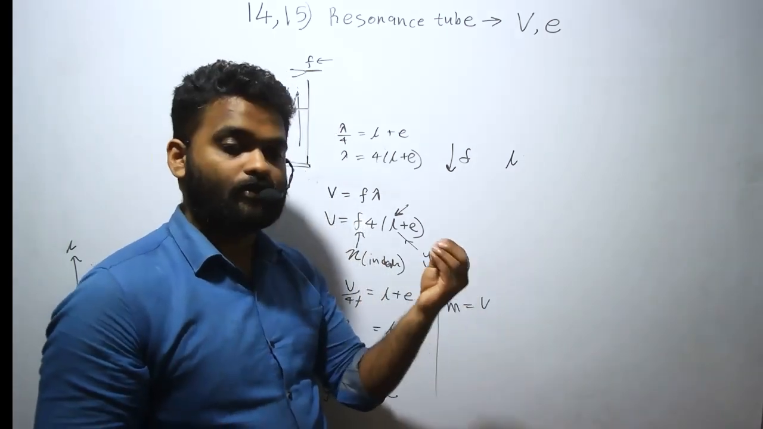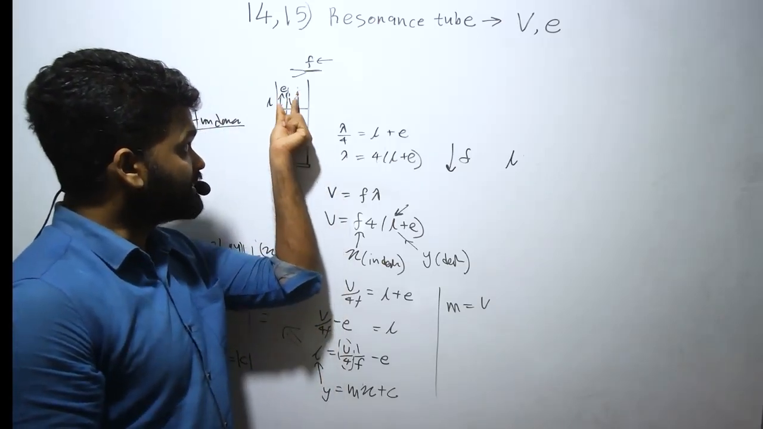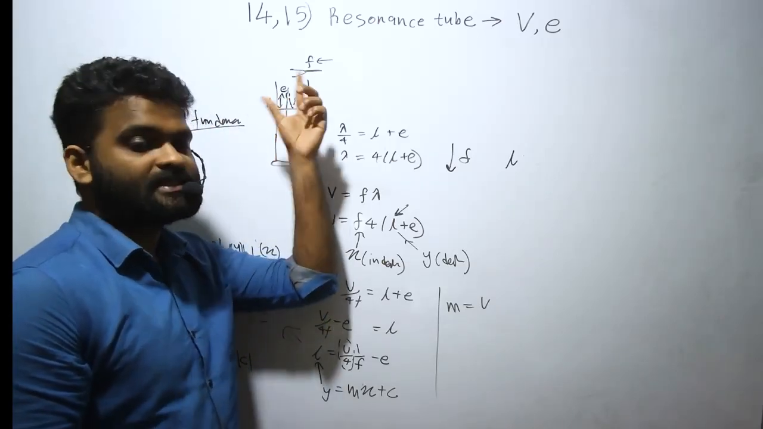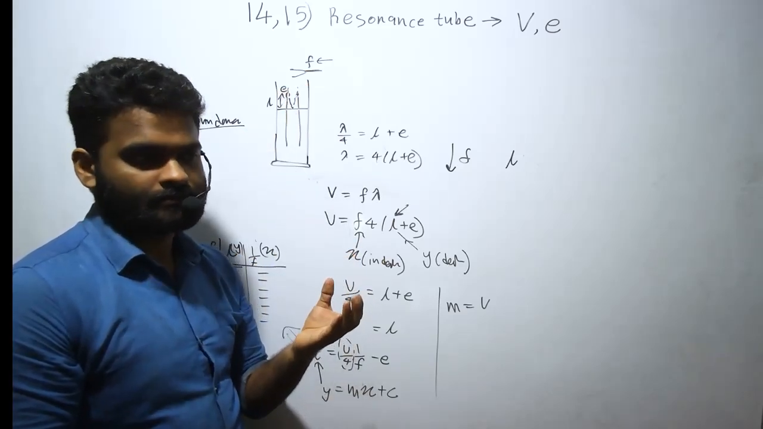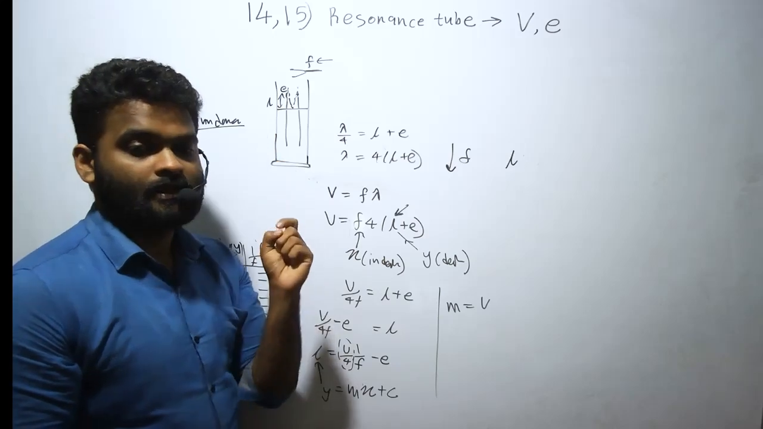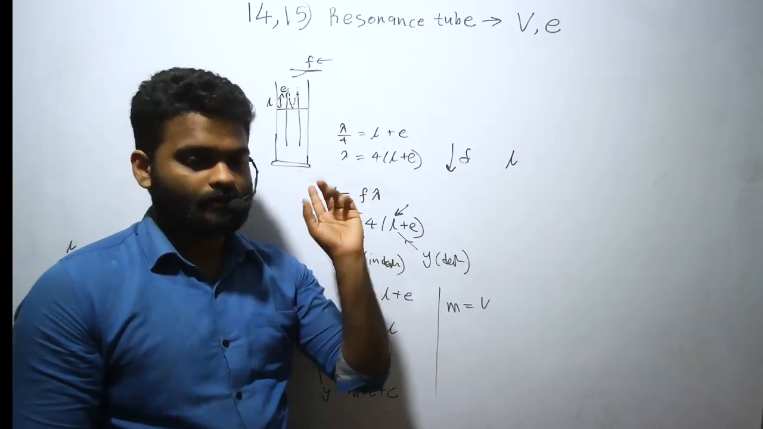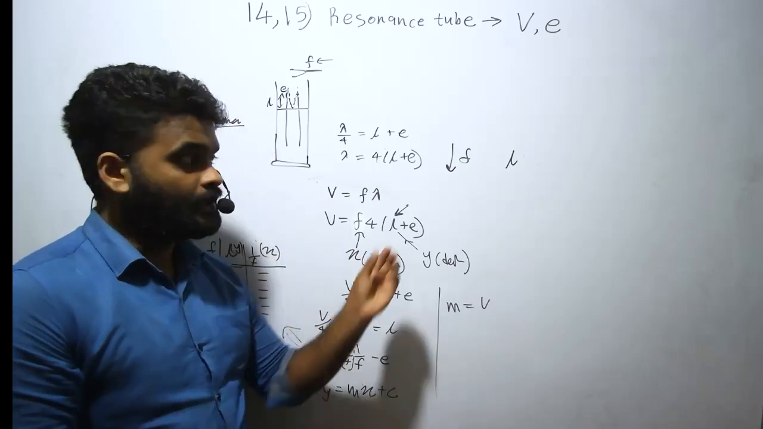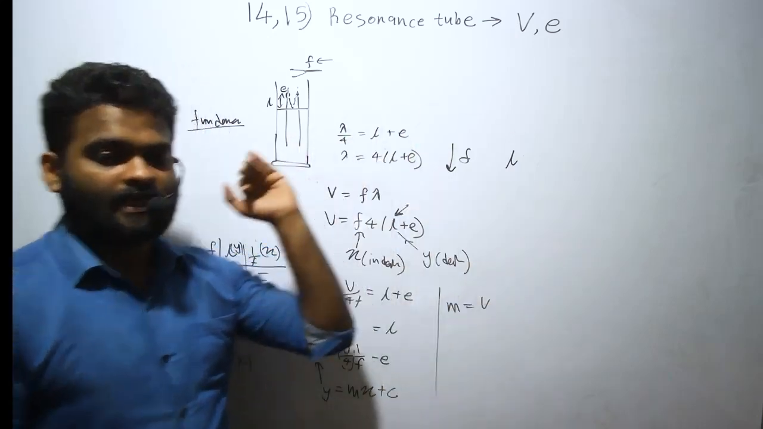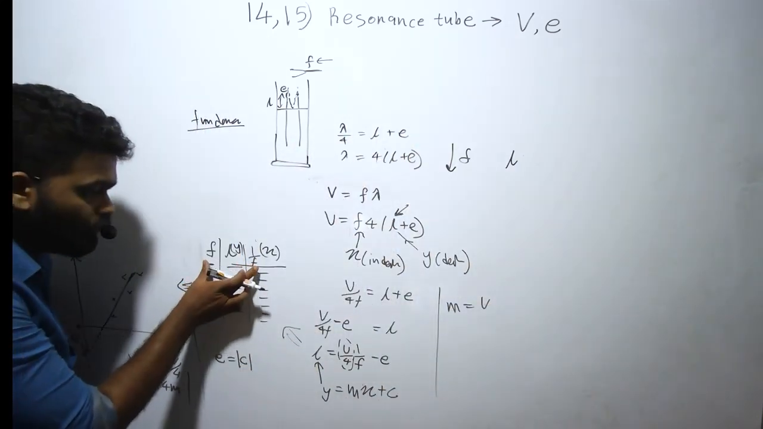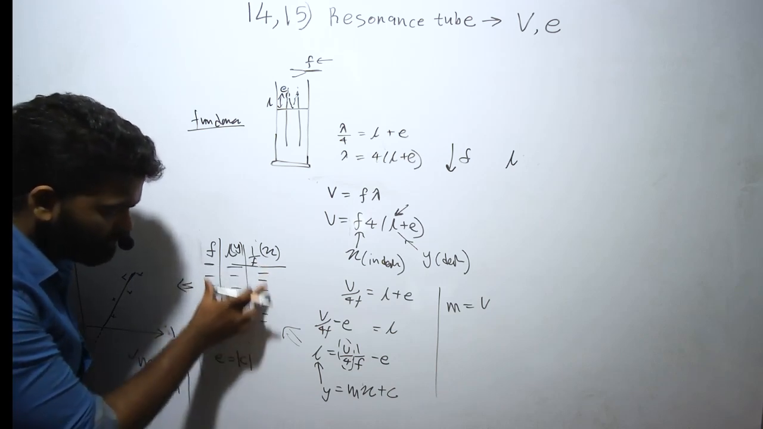So first you have to make sure that the length of the tube is enough to get the resonating length, this length, right? You don't mark these two values when you are drawing the graph. First you have to make sure that it is enough. After that you start taking measurements. Then those measurements will be filled in this table, right?